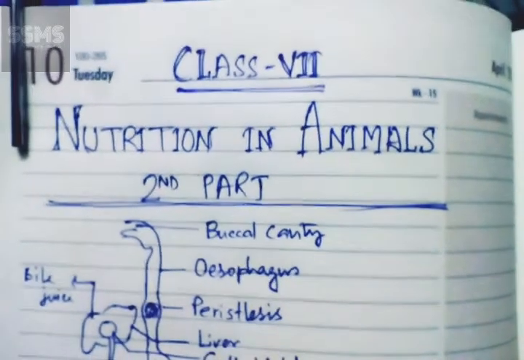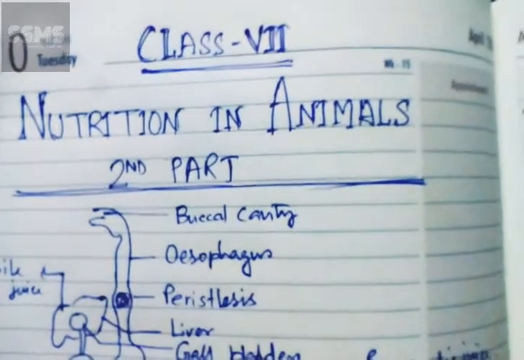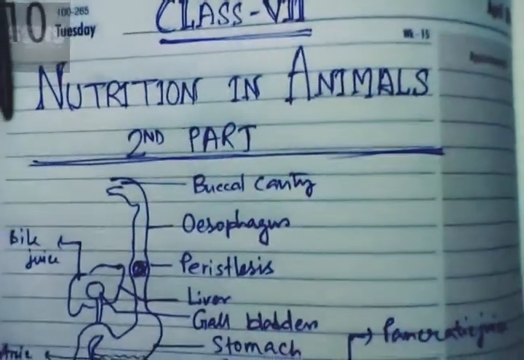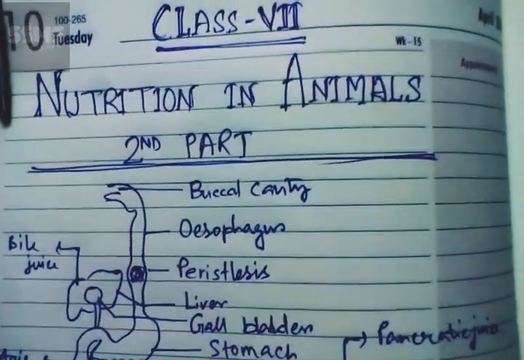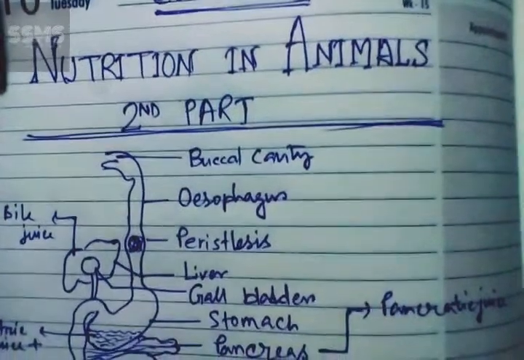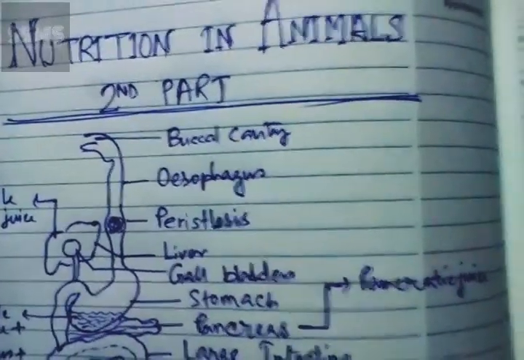We have already discussed the buccal cavity, the esophagus, peristalsis, all the processes that happen to the food items when they come inside the buccal cavity or the mouth and when they move through the esophagus. Okay students, I think you can remember this.